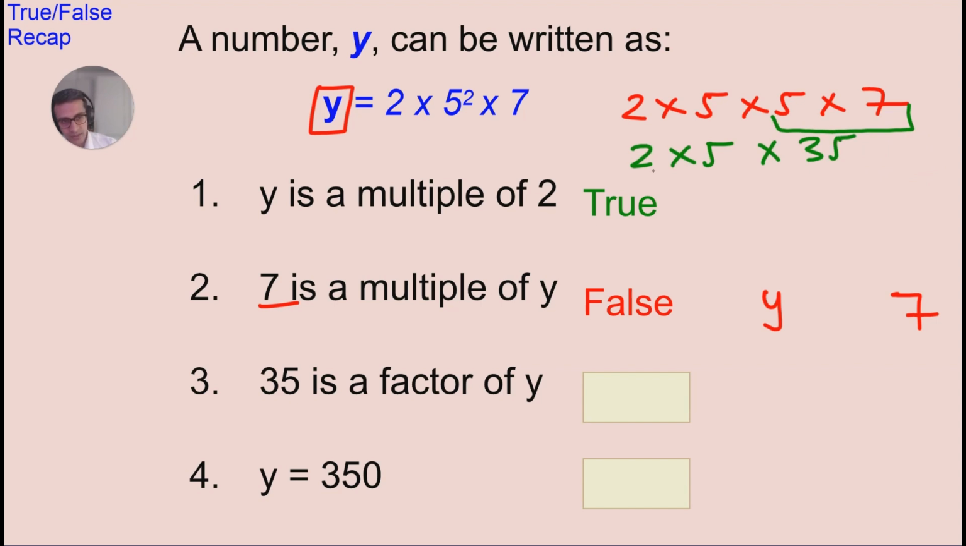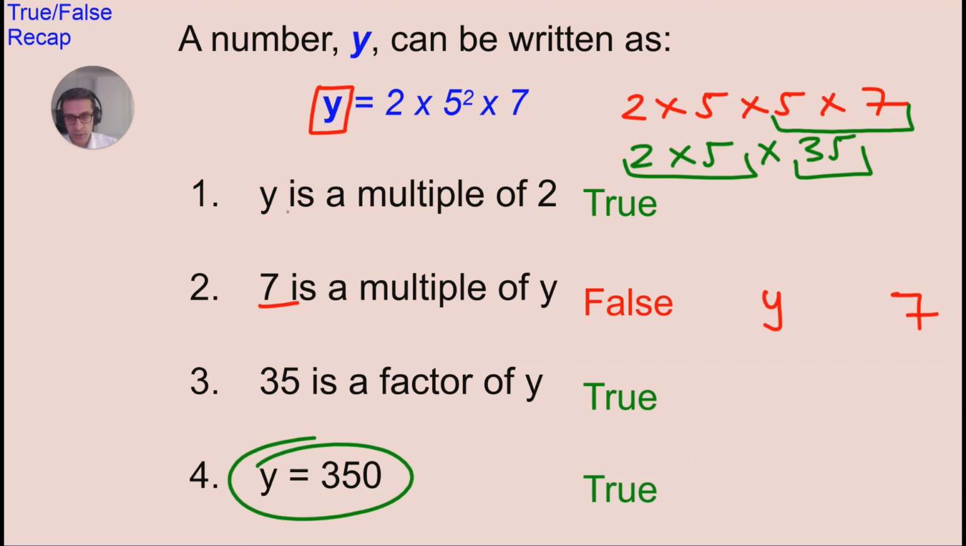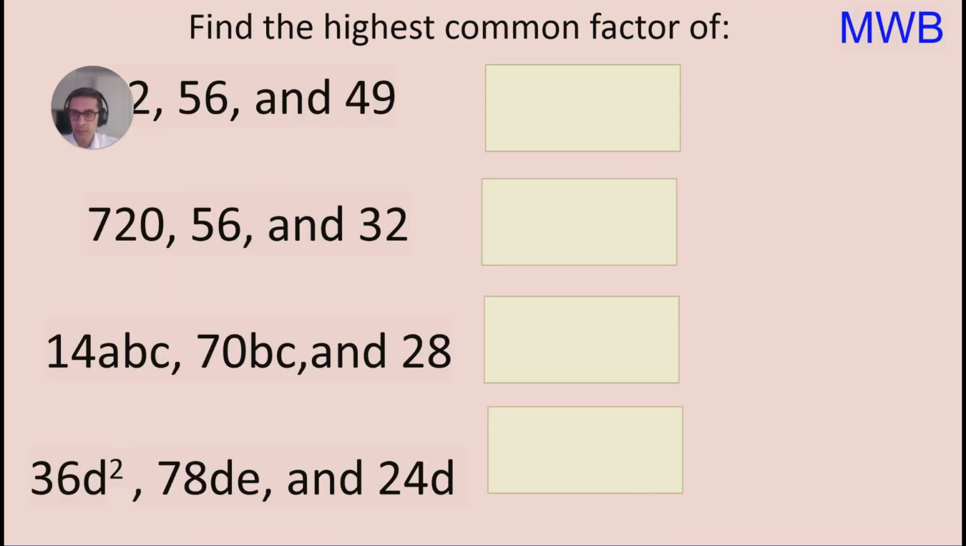So 35 times 10, that actually tells us the original number, but we can see 35 is a factor, so that's true. And then 350, now we've already worked this out in the previous bit, so 35 times 10 is 350, so yeah, that is our original number. But I want you to notice that we didn't work this out to answer any of these questions. So let's try another example.